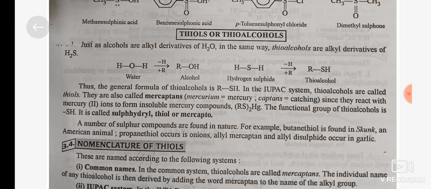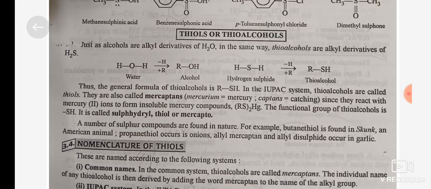sulfhydryl, thiol or mercapto. A number of sulfur compounds are found in nature. For example, butane thiol is found in the skunk, an American animal. Propane thiol occurs in onion. Allyl mercaptan and allyl disulfide occur in garlic.